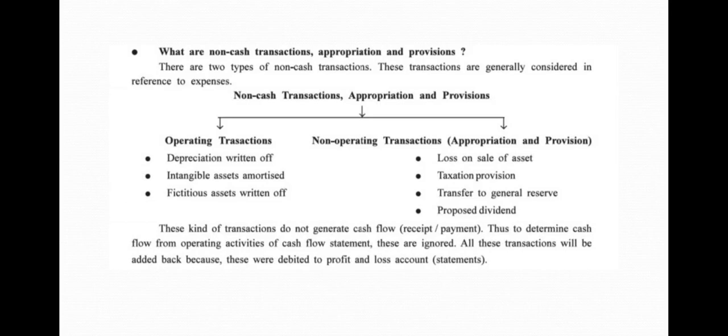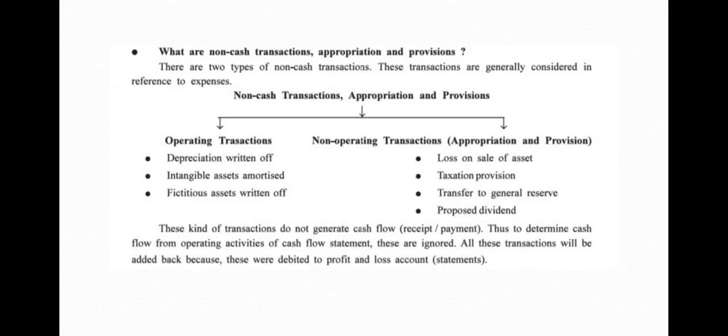So these are all non-cash transactions. These kinds of transactions do not generate cash flow, that is receipt or payment. Thus, to determine cash flow from operating activities of the cash flow statement, these are ignored. All these transactions will be added back because these were debited to the profit and loss account.